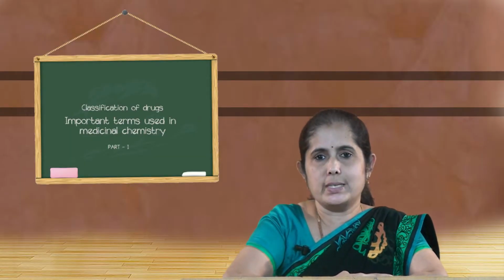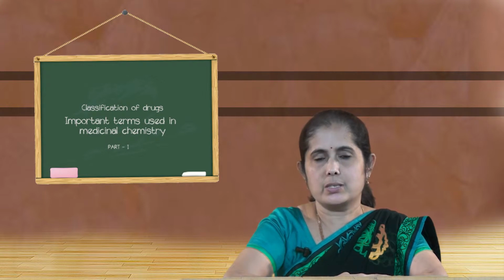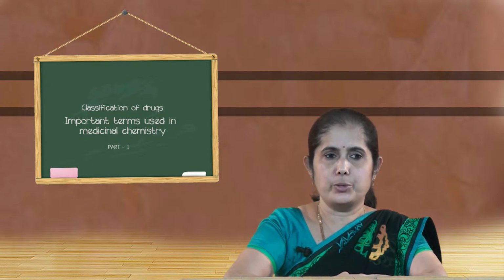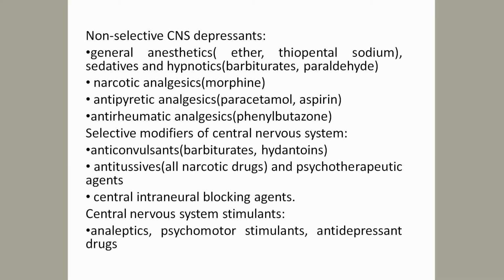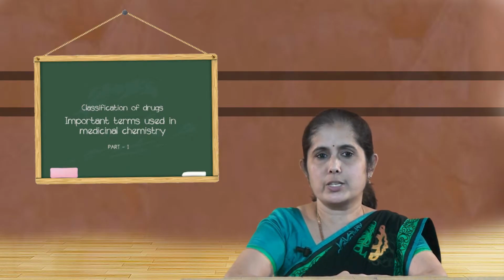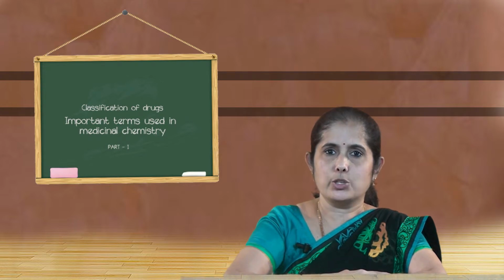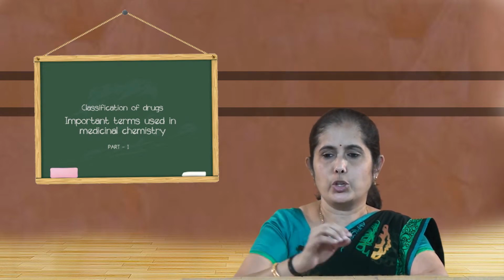Normally, when a person is in a depressed mood, stimulants are given to elevate their mood. In this class, we have medicines like analeptics, psychomotor stimulants and antidepressant drugs. When a person is in a very depressed mood, psychomotor stimulants and antidepressant drugs are given to bring them to the normal mood.